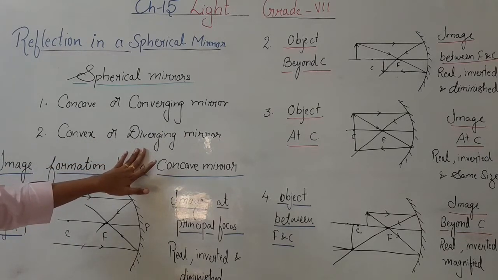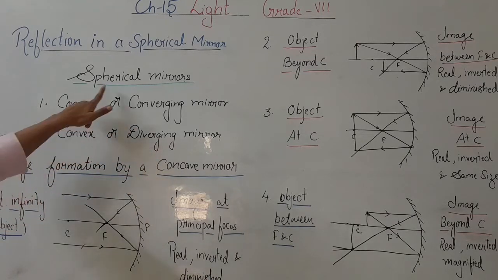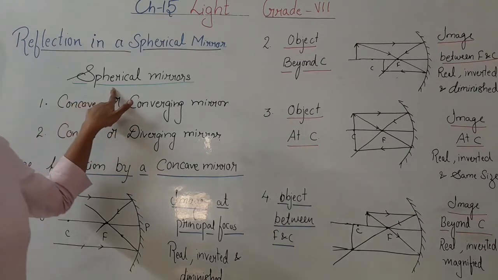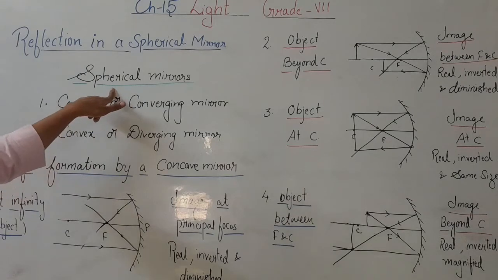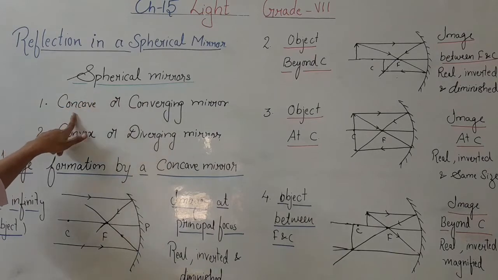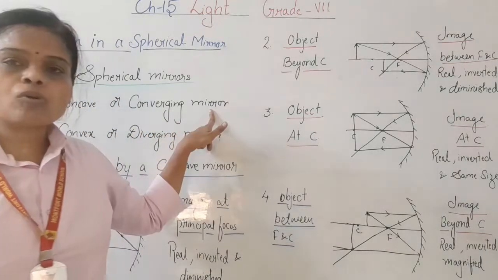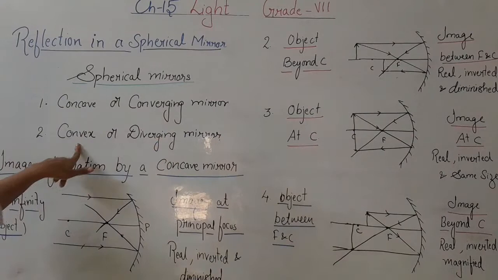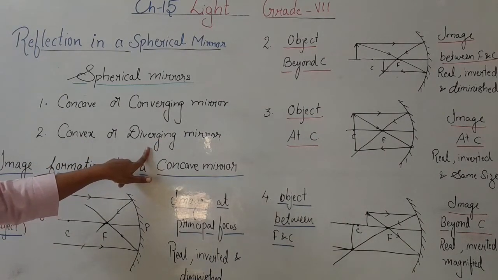We have various kinds of curved mirrors that are called spherical mirrors. The most commonly used curved mirrors are called spherical mirrors. Spherical mirrors are of two types, concave, or we can also call it a converging mirror, and convex, or diverging mirror.